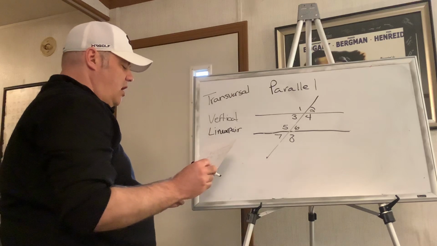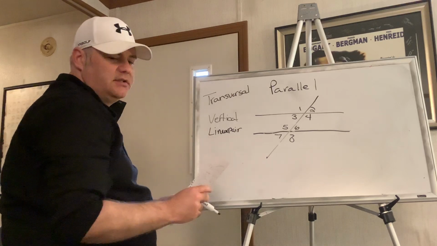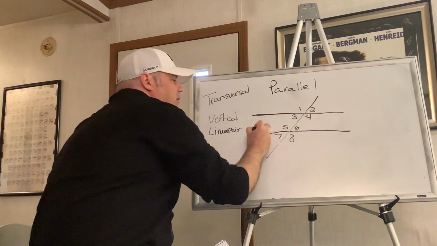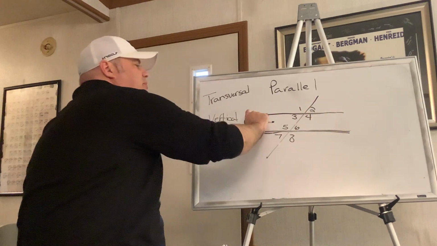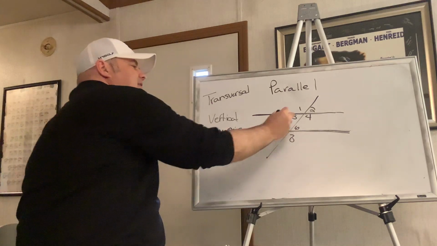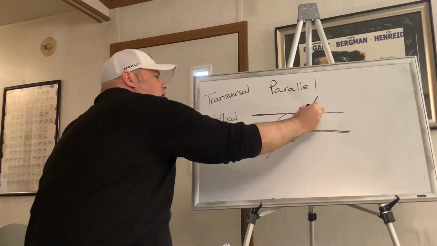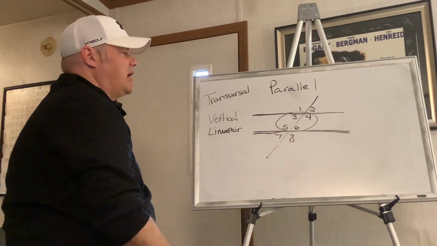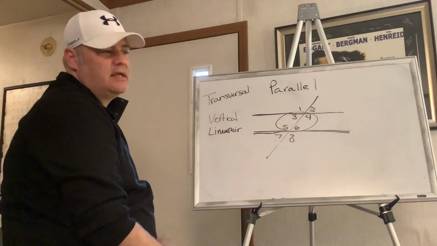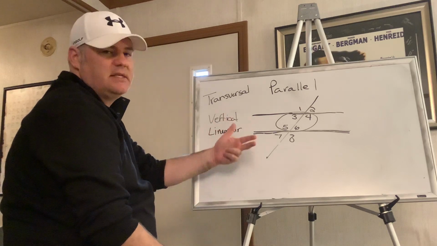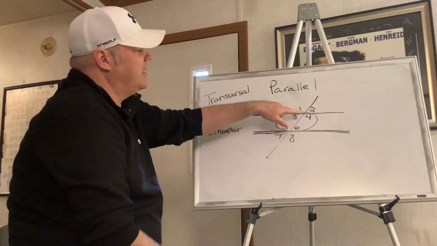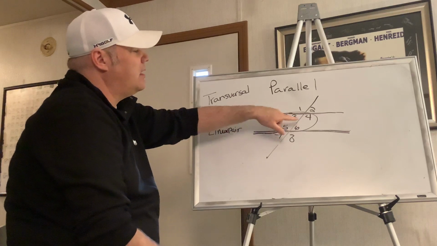A couple of the new ones are, first off, let me zero in. Let's call these train tracks for right now. Let's pretend these are train tracks that run parallel to each other. On the interior of the train tracks, these are called interior angles. Interior means inside. An interior decorator decorates the inside of your house. These are interior angles.